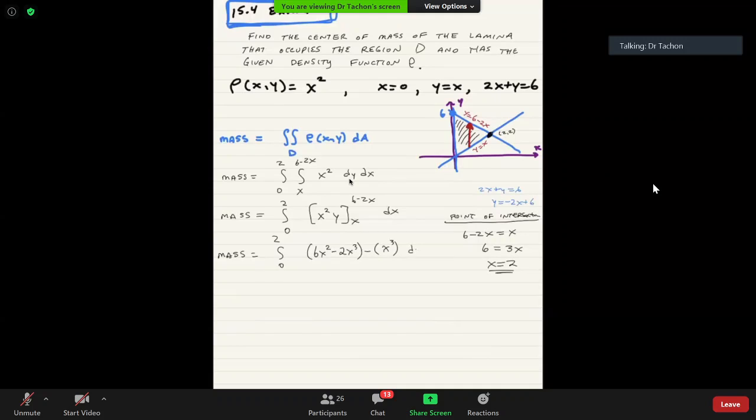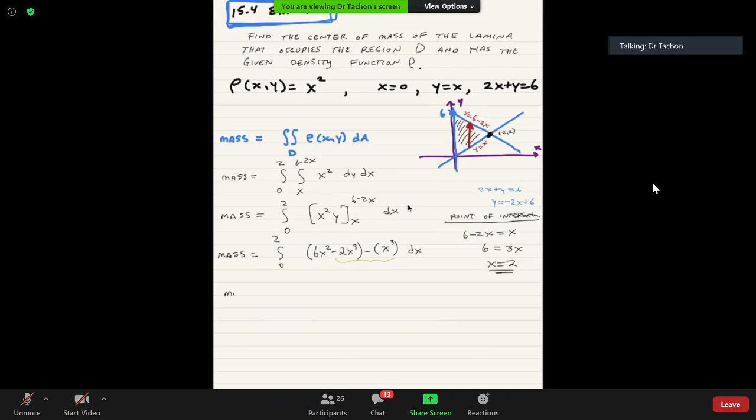And then we're going to integrate with respect to x now. So when you plug in the upper bound for y and distribute, you get 6x squared minus 2x cubed. When you plug the lower bound in for y, you get this, okay? And we can simplify that. We can combine those, so let's go ahead and combine them.